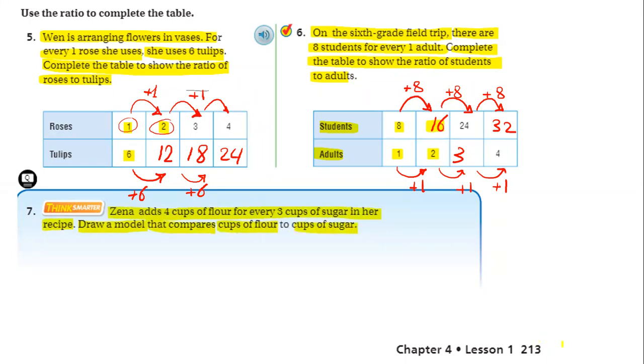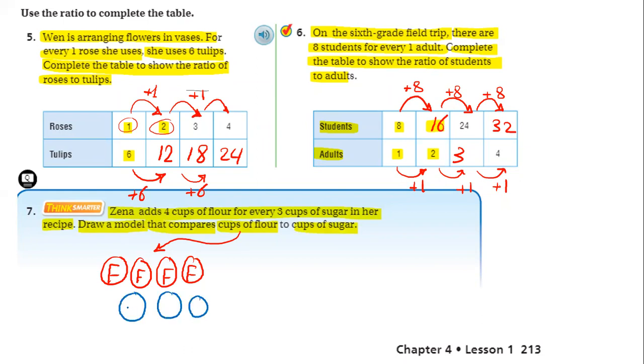First, you need to make a model, draw circles to represent cups of flour. How many cups of flour? 4 cups. We need 4 circles. Can I write F to represent the flour? Yes, it's better. And then we need 3 for sugar. Can I write S, S, S? Good job, Muhammad. This is the model I want you to draw below the question.